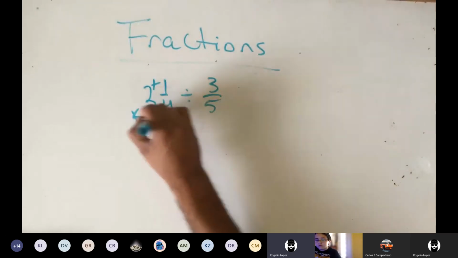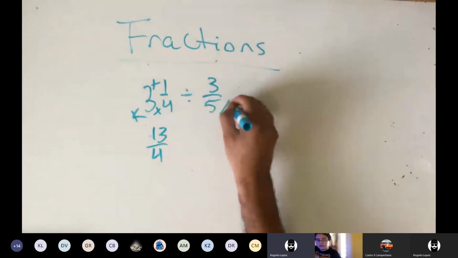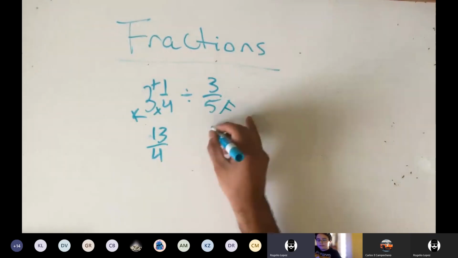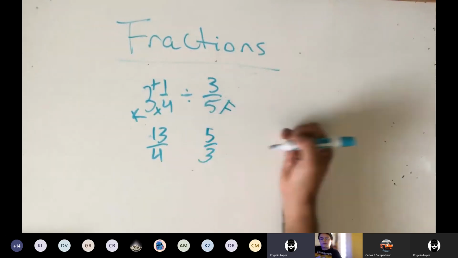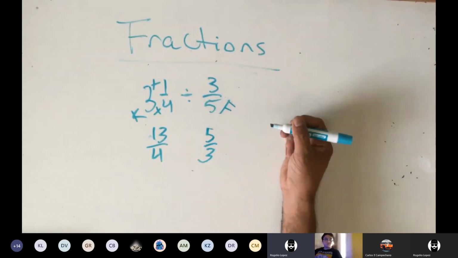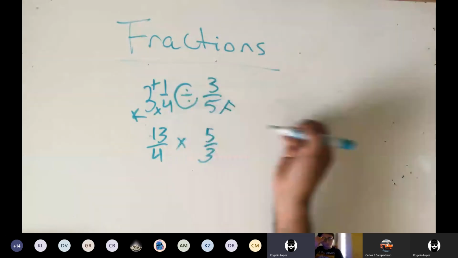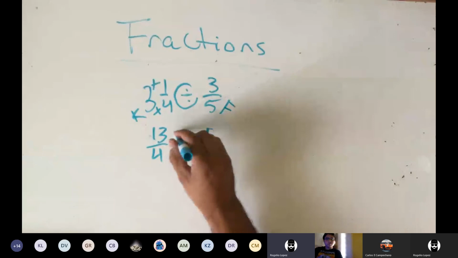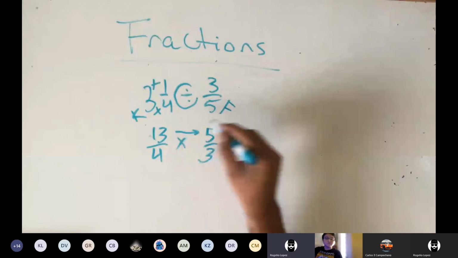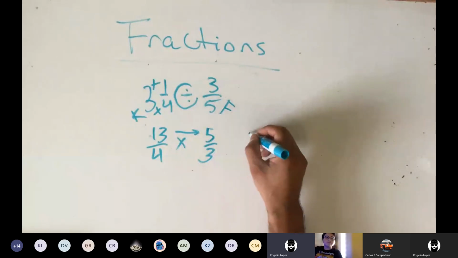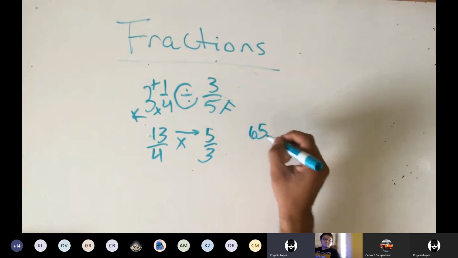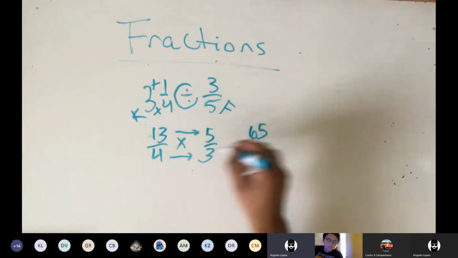So that's my keep, okay? Next step I have to do is flip this fraction, so I'm going to put 5 over 3 instead of 3 over 5, and I'm going to change this guy from division to multiplication. So now I just multiply straight across. 13 times 5 is 65. And 4 times 3 is 12.